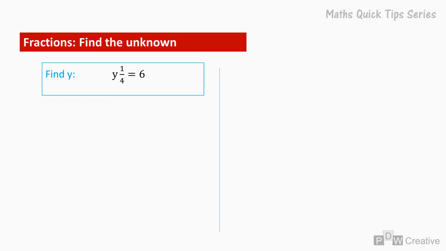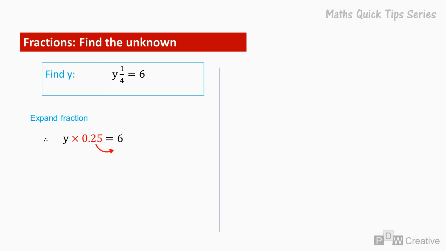Okay, so here's one final problem to round up. This time the unknown is outside the fraction, so let's find y. This time there's nothing stopping us from expanding the fraction, so let's go ahead. 1 over 4 is 0.25.